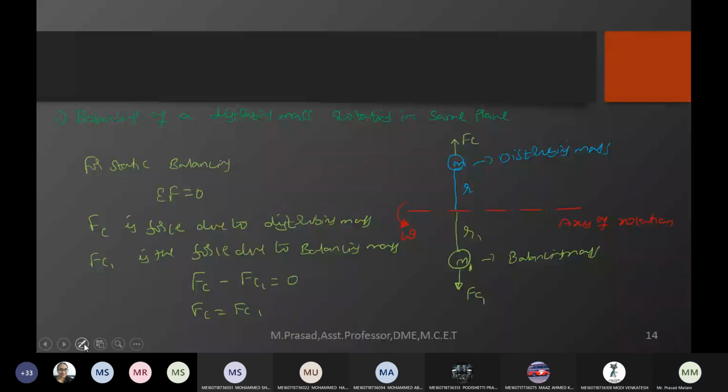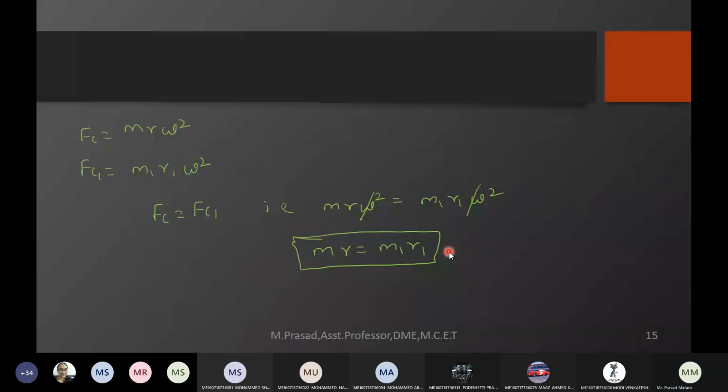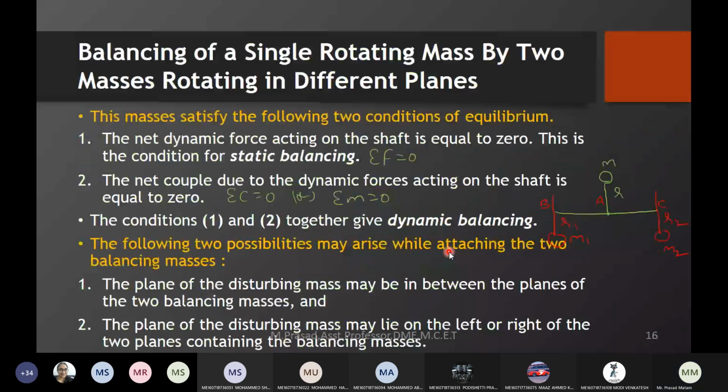I want to show here. I'm having one disturbing mass. This one mass is being balanced with one mass rotating in the same plane. That is case 1. The condition I'm getting is m into r is equal to m1 into r1. Similarly, case 2: balancing of a single rotating mass by two masses rotating in different planes. For this I have to do static balancing and dynamic balancing. Static balancing is sum of all the forces is 0. When I go for dynamic balancing, I have to balance the coupled forces, or the moments, also.